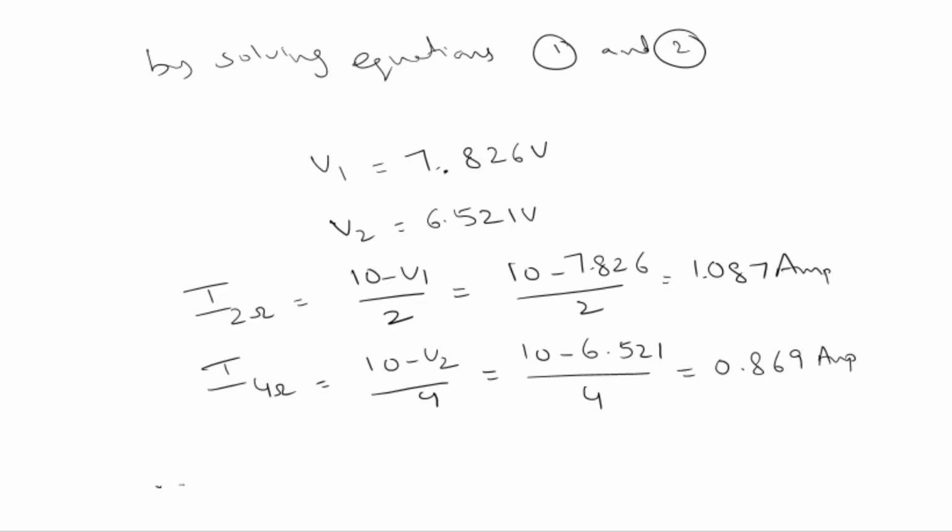Therefore, the supplied current is equal to I 2 ohms plus I 4 ohms, which is equal to 1.087 plus 0.869, which is equal to 1.956 amperes.